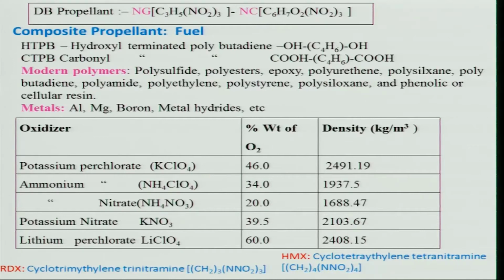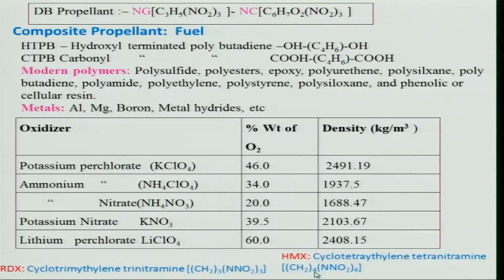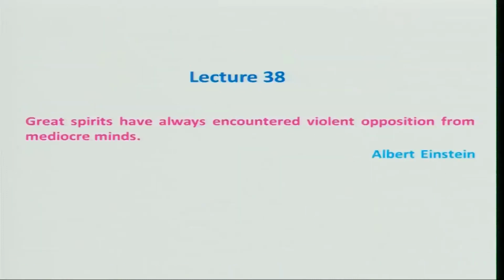So, as I told you, RDX is also being used, it is cyclotrimethylene trinitramine, right, and the HMX is basically tetramethylene tetranitramine, right, and the formula is similar. Instead of here it is CH2 bracket 3, N NO2 bracket, like in the bracket is 3, but here it is the 4, right.